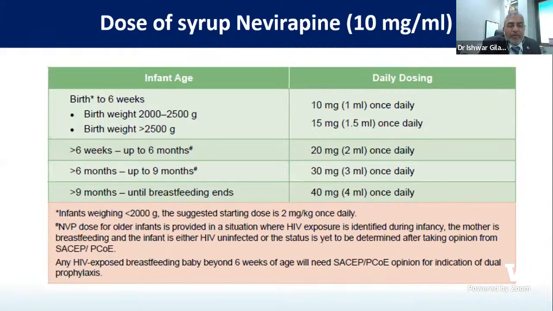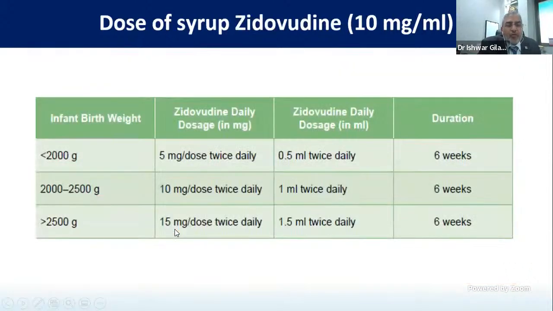For infants weighing less than 2 kg, the suggested starting dose is 2 milligram per kilogram once daily. Next slide. Next slide, please. Nevirapine dose for older infants. Please go back.